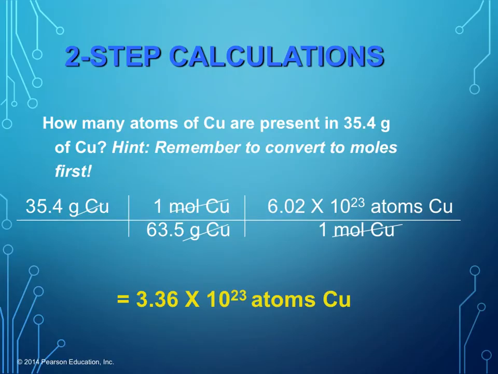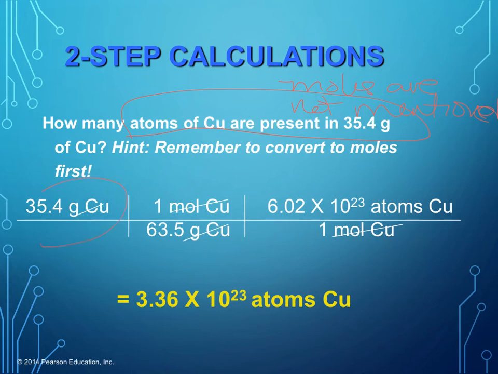Here's a sample 2-step calculation. How many atoms of copper are present in 35.4 grams of copper? The first thing you should notice is that moles are not mentioned. What did I say to do if moles are not mentioned in the problem statement? The first calculation you're going to have to do is to go to moles. Moles is in the middle of everything.